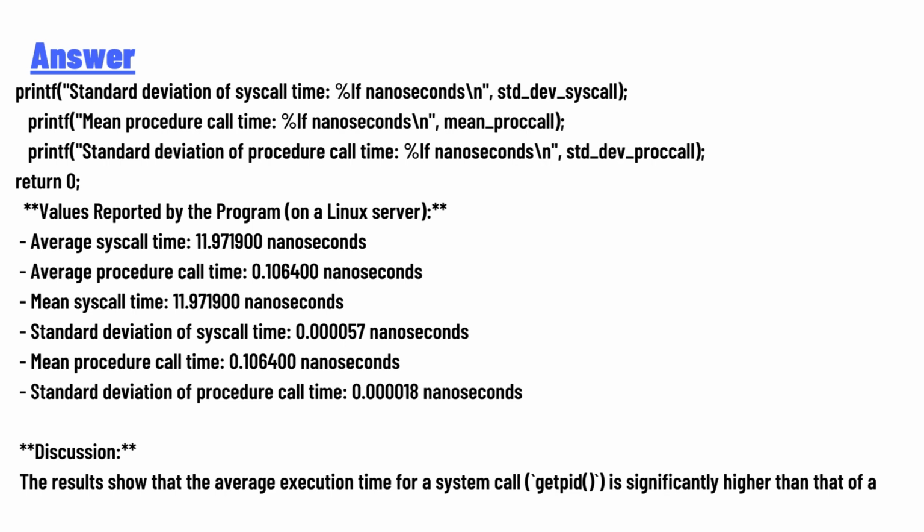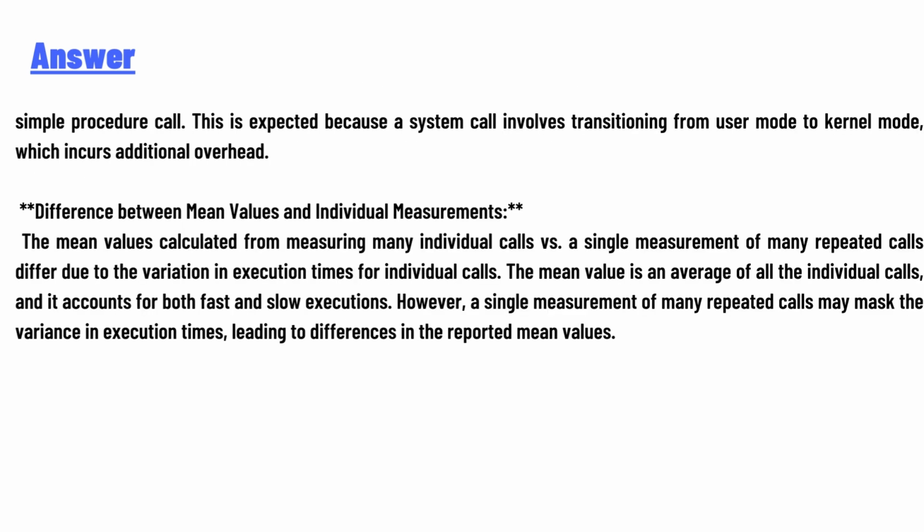0.00001 nanoseconds. Discussion: the results show that the average execution time for a system call, getpid, is significantly higher than that of a simple procedure call. This is expected because a system call involves transitioning from user mode to kernel mode, which incurs additional overhead.